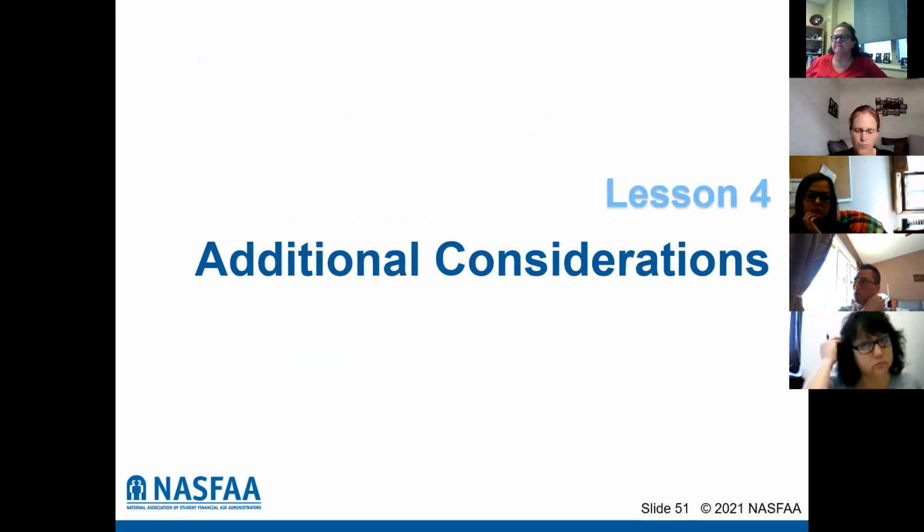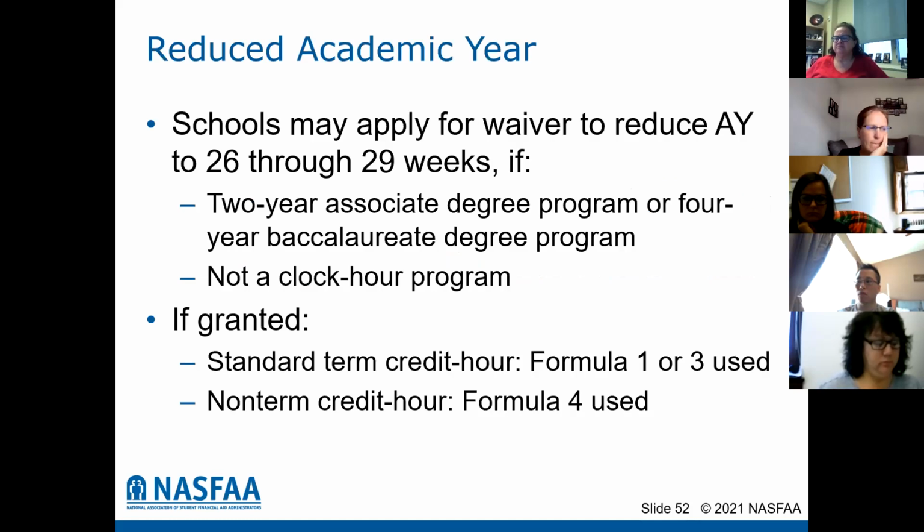So additional considerations. Different topics, again: year-round Pell, crossover payment period, summer having mini sessions or modules, determining a transfer student's remaining eligibility, waiver to reduce academic year, or requirements for calculating awards. These are all little things that we're going to touch upon here in the 4th lesson. So reducing the academic year: schools may apply for a waiver to reduce the academic year to 26 through 29 weeks, for 2-year associate degree programs or a 4-year bachelor's degree program, not a clock hour program.